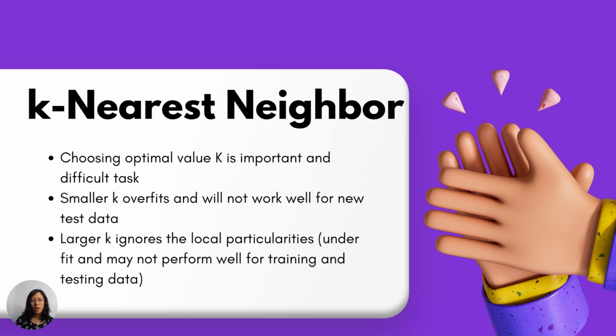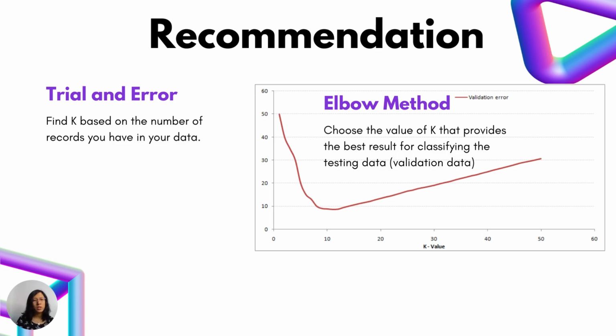So once the k is very large, sometimes it also loses the properties inside the small subgroup. That's why we need to choose the proper k, right? One way to do it is trial and error: setting a few k values, then seeing the performance on the training and testing data, and choosing the best number. Or sometimes we can choose k by looking at the number of data in your data sets. One of the common methods used is the elbow method.